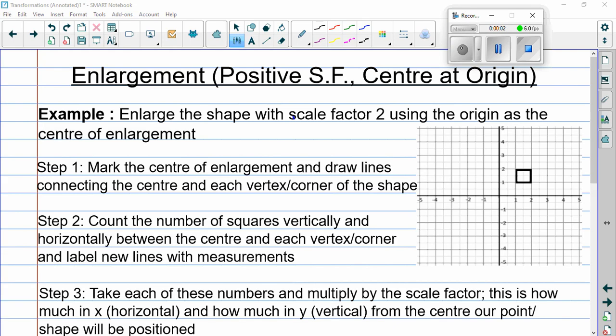So today we're going to talk about enlargements with a positive scale factor, which we've dealt with when we were dealing with a grid. But now we have a center. So our center of enlargement is at the origin, which, if we remember, is just the point (0, 0). So first step, always, we're going to mark our center of enlargement, and then we're going to draw lines that connect our center of enlargement and each vertex.